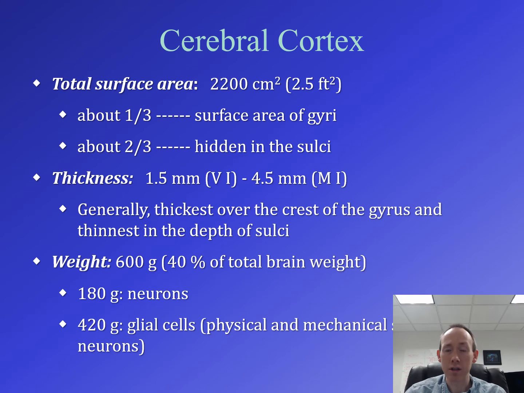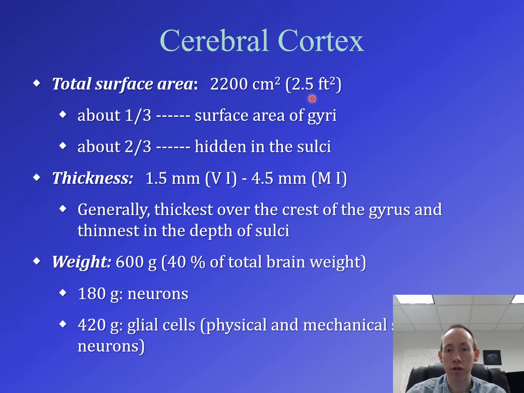So the cortex is quite large, but compact in structure and in storage. Our brains are only so large, but if you took the whole surface area and laid out the cortex, it would be about 2,200 square centimeters, or 2.5 square feet. And most of the cortex, the surface, is hidden within the sulci.